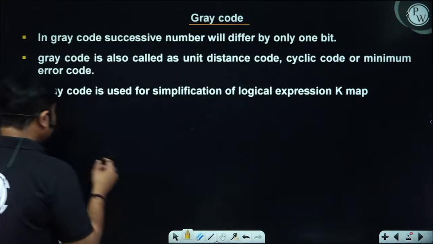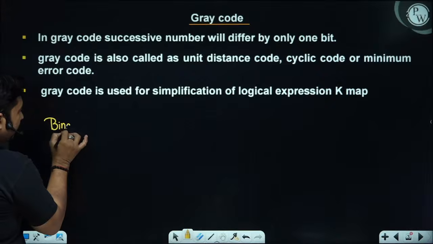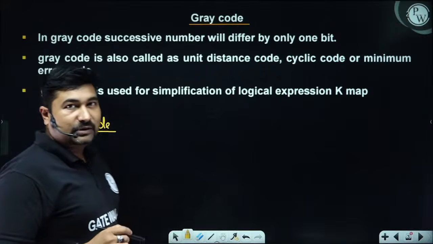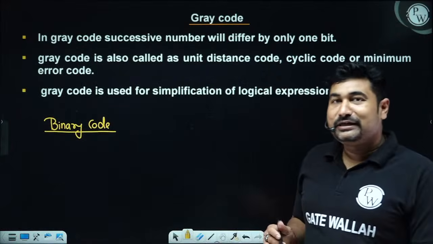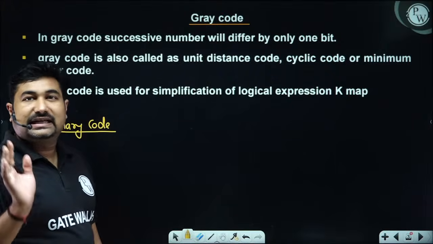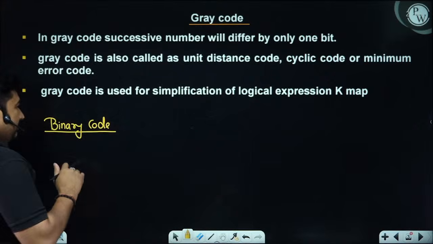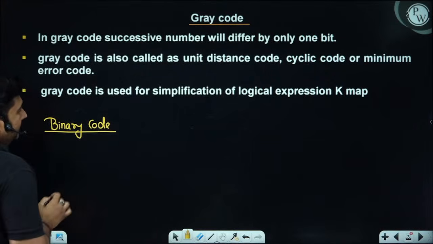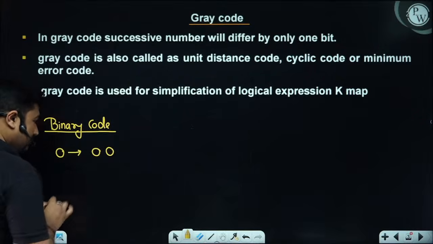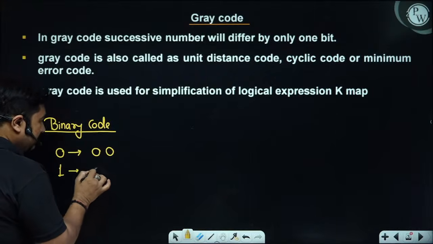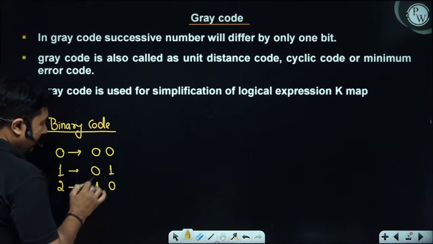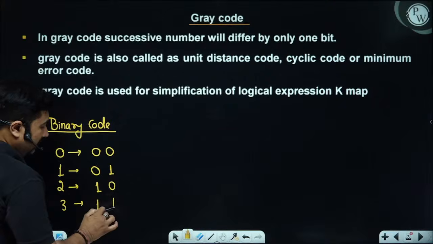All of you are aware of binary code now. In the first lecture I already discussed how to convert decimal to binary and binary to decimal. Suppose in binary code we have to write 0. What is the binary code of 0 in 2-bit? 0 0. Binary code of 1 in 2-bit is 0 1. Binary code of 2 in 2-bit is 1 0, and binary code of 3 is 1 1.